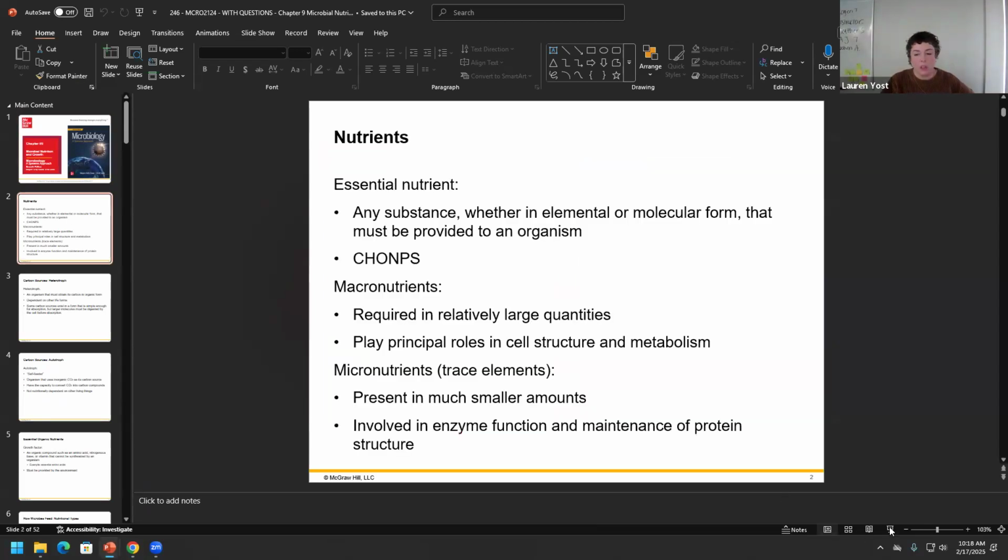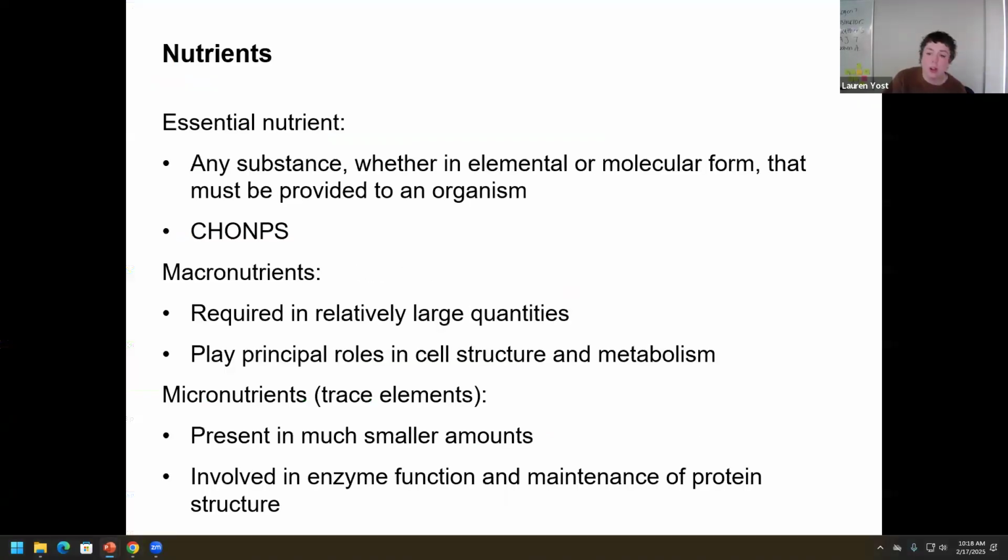Chapter 9 is dealing with microbial nutrition and growth. So any nutrient that is required for an organism, we'll call it an essential nutrient. And of course, all organisms are going to need carbon, hydrogen, oxygen, nitrogen, phosphorus, and sulfur too.